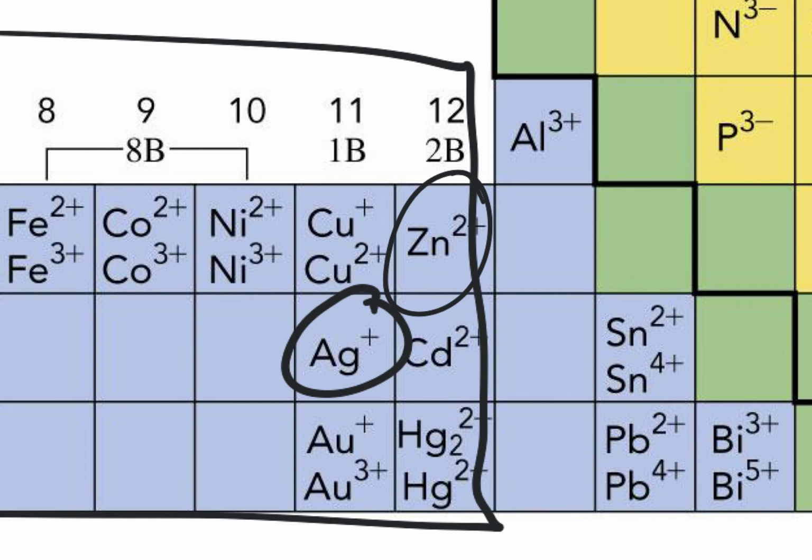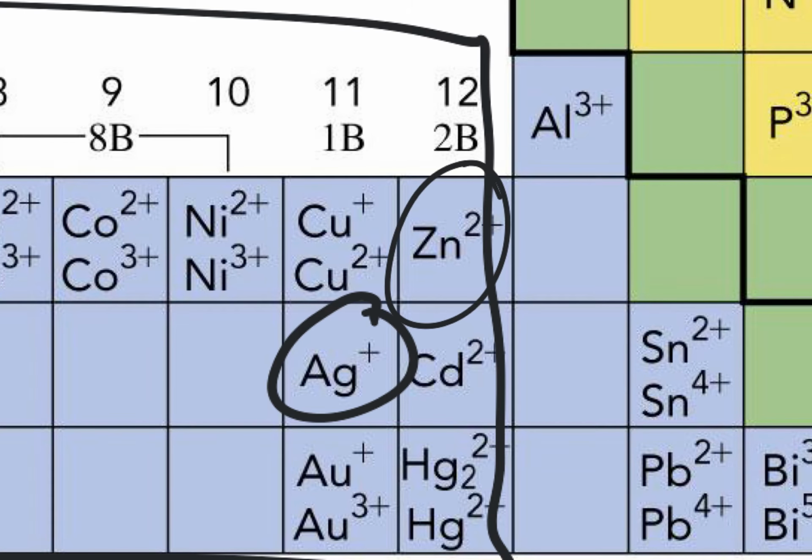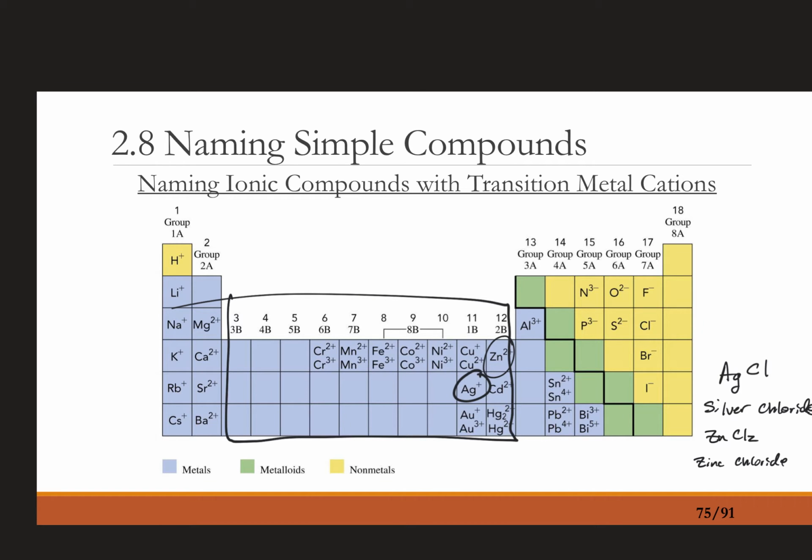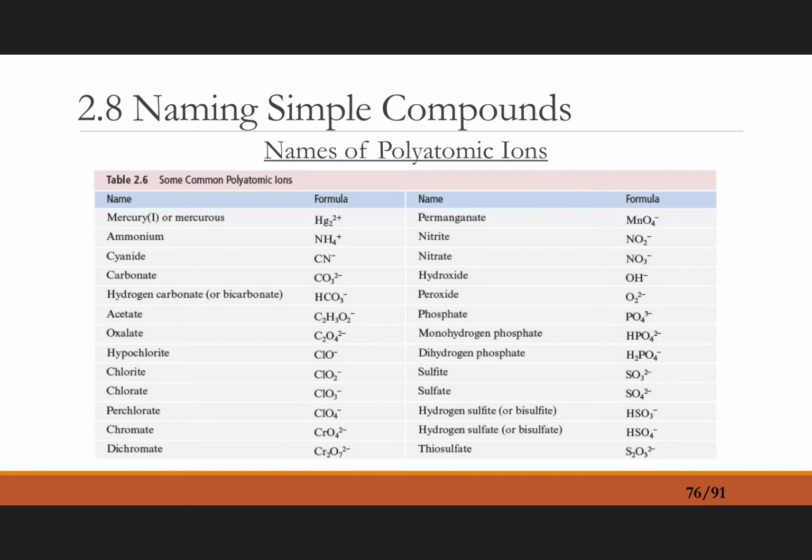Nickel, though, it would be nickel(II) chloride and nickel(III) chloride. You'd have to name it because they have multiples. Here's the list of the common polyatomic ions. You see the only two they have here that are cations are the mercury(I) and ammonium ions. The rest are going to be anions, negatively charged.